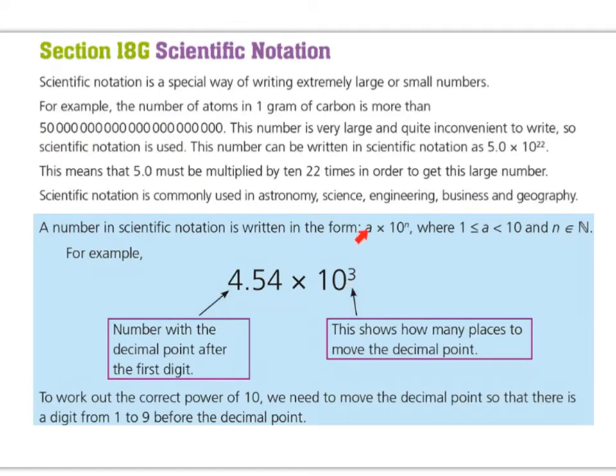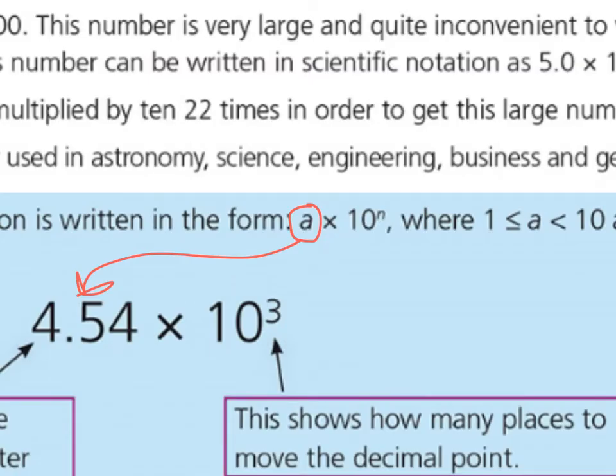So the a is 4.54. So this number, 4.54, is greater or equal to 1, but less than 10. So it's some number in between 1 and 10. A handy way to think about it is that the decimal point goes after the very first digit. So the first digit here is 4, so we have our decimal point. Next we have a multiplication symbol.